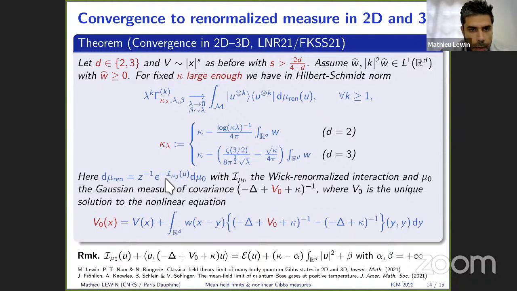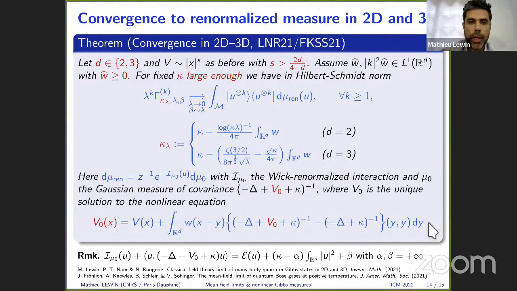Okay, so we will get the Wick renormalized interaction I here, and then mu0 will be the Gaussian measure of covariance minus Laplace plus V0 plus kappa minus 1. And V0 is itself a solution of a nonlinear equation, which is not so nice, which I wrote here. So by playing with this parameter kappa, we are able to renormalize the problem.